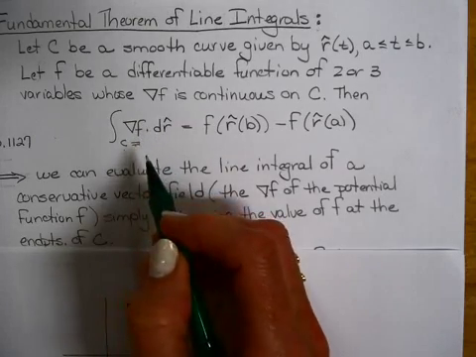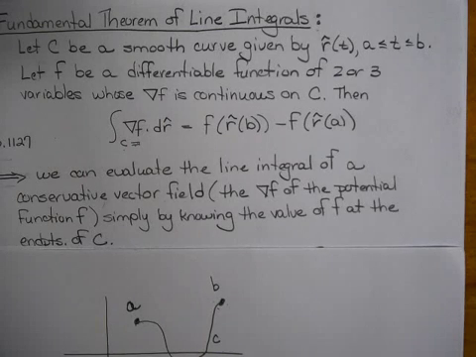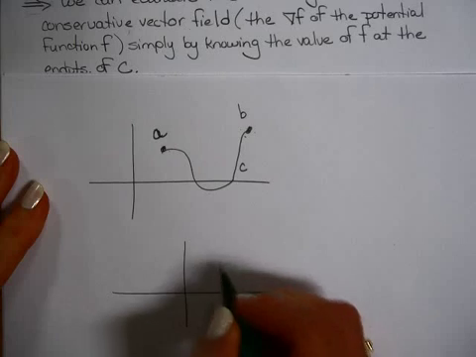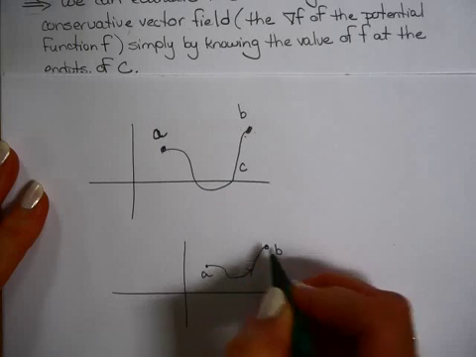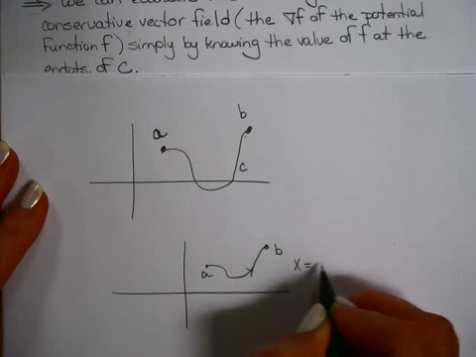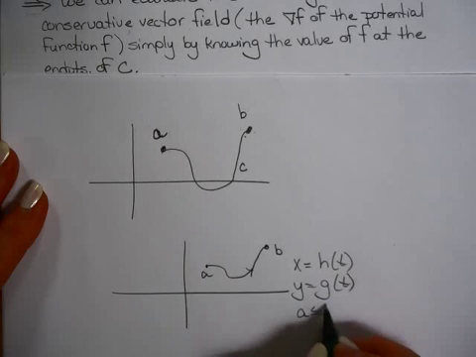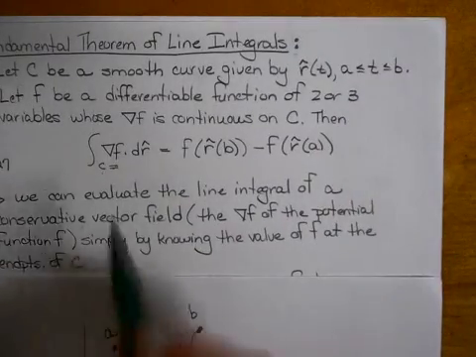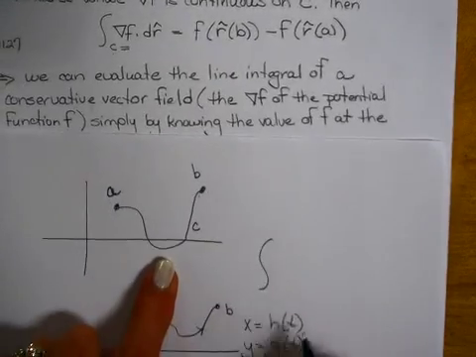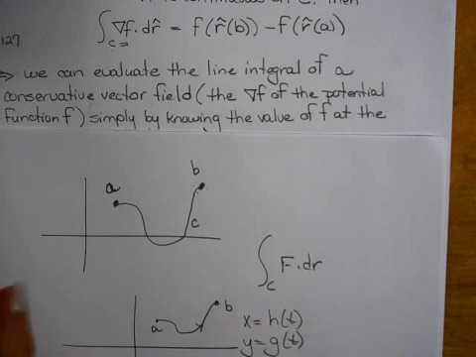I'll try it again. It may not be the same words, but I'll try it again. Okay. In the past, in 16.2, when you had a line integral over a curve C, right here, that went from a to b, you had to know a parametric representation. You had to know x was h of t and y was g of t, and you needed to know that t went from a to b, and you had to change everything to t's. This was just some random vector field F. Just any old vector field out there.